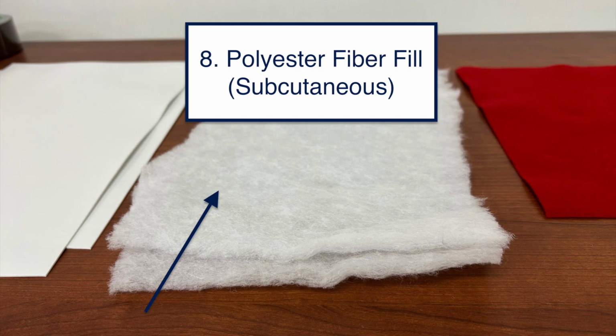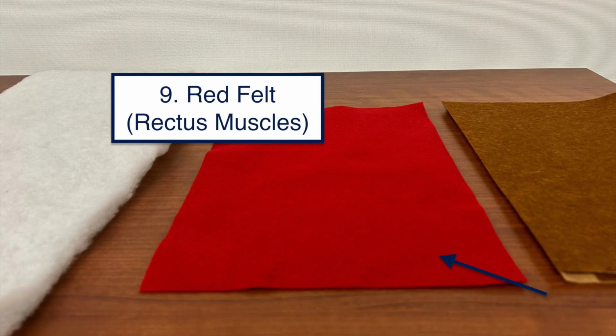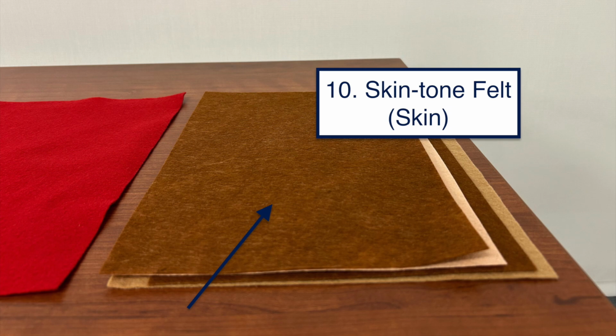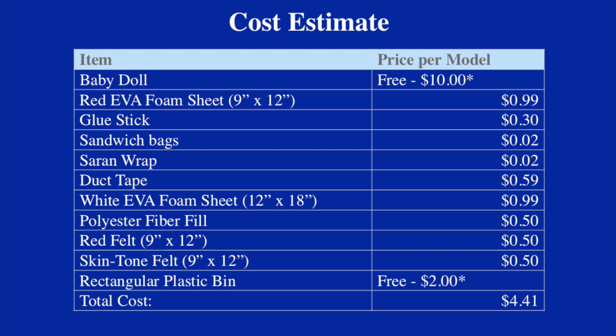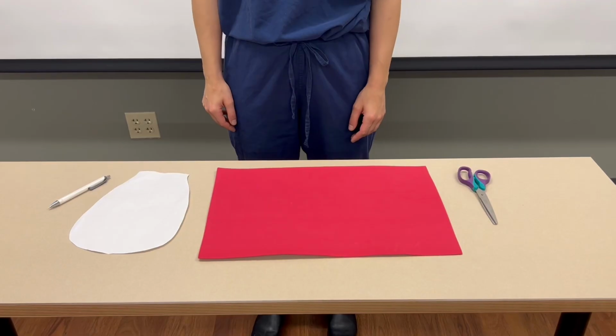8, polyester fiber fill for the subcutaneous layer. 9, red felt to represent the rectus muscles. 10, skin tone felt for, you guessed it, skin. And last but not least, a plastic bin. We prefer the hospital variety for your abdominal cavity. Here is a brief summary of the estimated cost for supplies. And with that, let's get started.